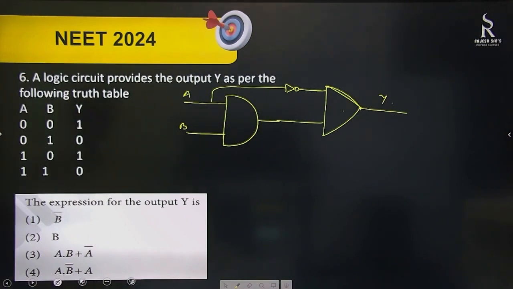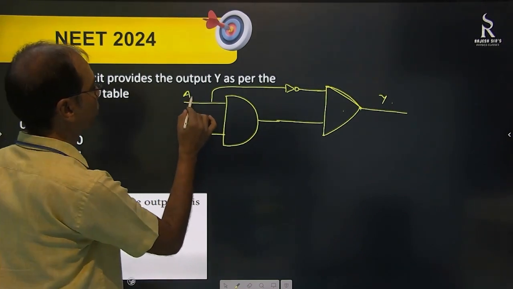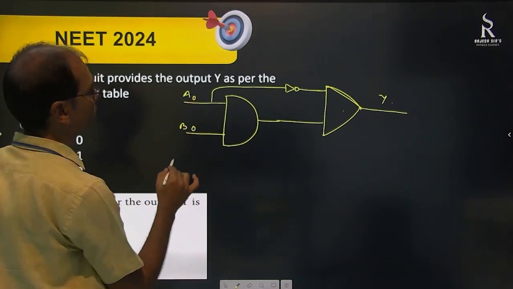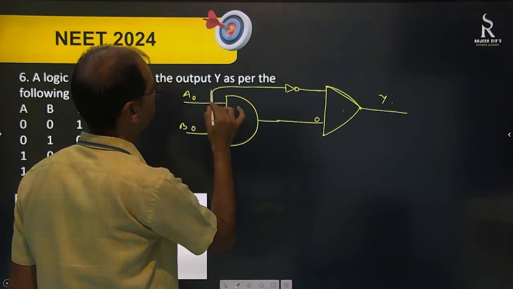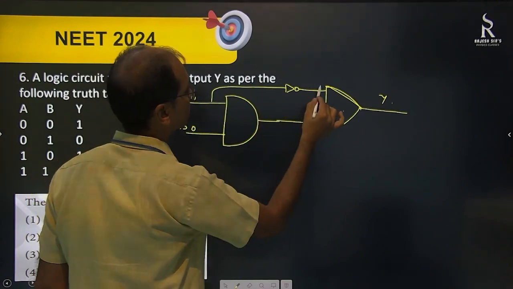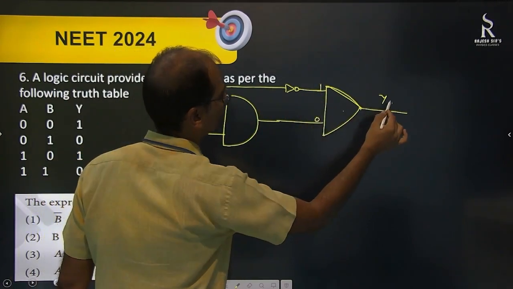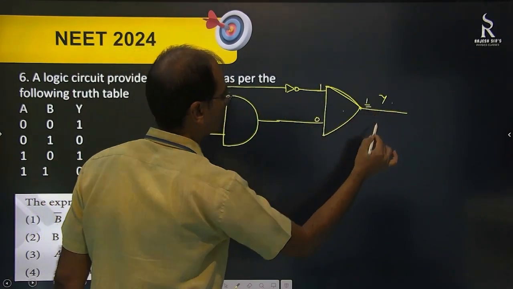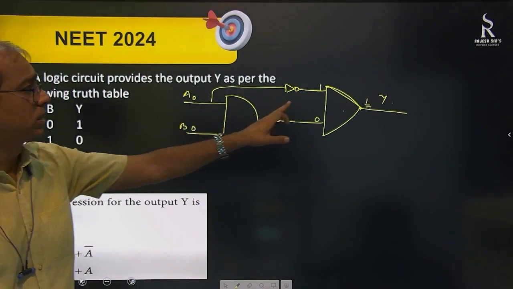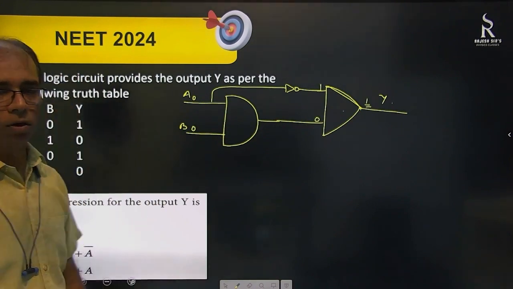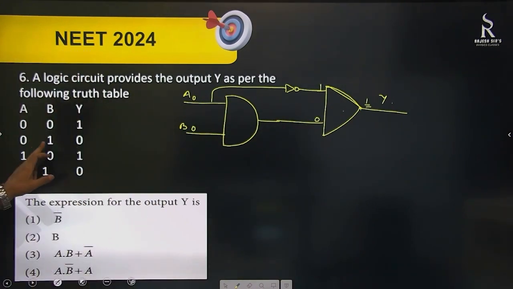Let's see whether it's correct. First of all, we have 0, 0. From here also 0, from here also 0. So here goes 0, 0, here comes 0. From here goes 0, and NOT means this is 1. 1 and 0 will give you 1. What is the answer here? Yes, for 0, 0 the answer is coming 1. Perfect, third option.